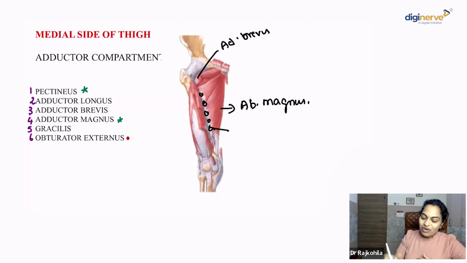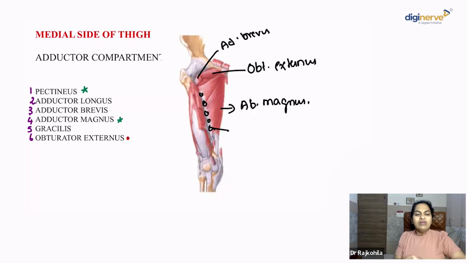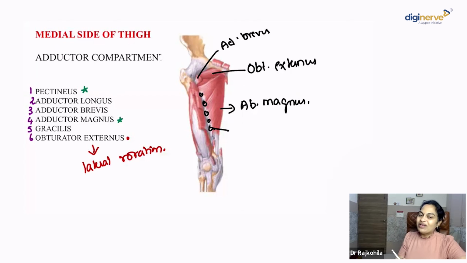Okay, and there's one more important muscle that you see here. It's the obturator externus. So all the muscles that you see here on the medial side of the thigh, the pectineus, adductor longus, adductor brevis, magnus, gracilis, are going to help in adduction of the thigh, and some of them cause medial rotation. What about this obturator externus? It is going to cause lateral rotation of the thigh. And remember, that's going to be innervated by the obturator nerve. Fine?